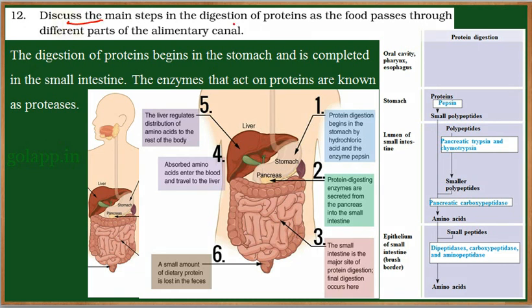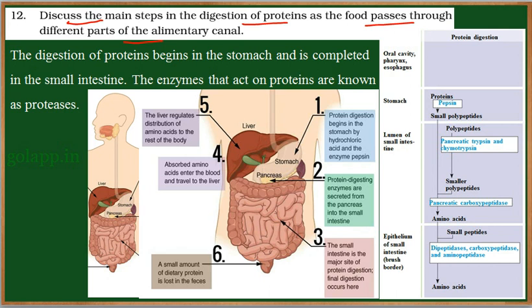Discuss the main steps in the digestion of proteins as the food passes through different parts of the alimentary canal. So students, now let us learn the main steps in the digestion of proteins as it passes through the alimentary canal. We know that the alimentary canal begins from the mouth and ends at the anus. In the mouth there is no digestion of protein.